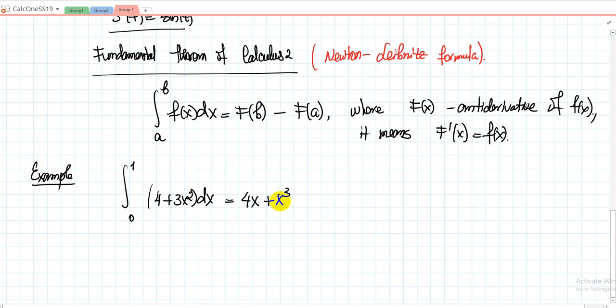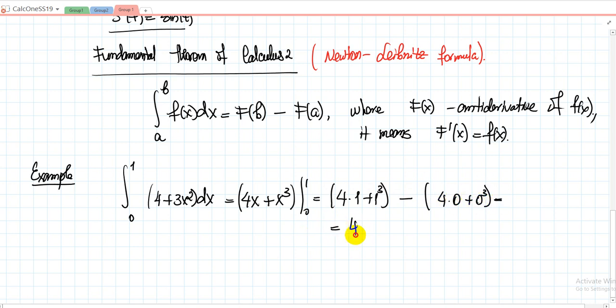Now we need to evaluate this at the two points, at the point 1 and at the point 0, and subtract them. Put the 1: 4 multiplied by 1 plus 1 cubed, minus, put the 0: 4 multiplied by 0 plus 0 to the power of 3. So this will be equal to 4 plus 1, which is equal to 5. Good. So this is the fundamental theorem of calculus 2.